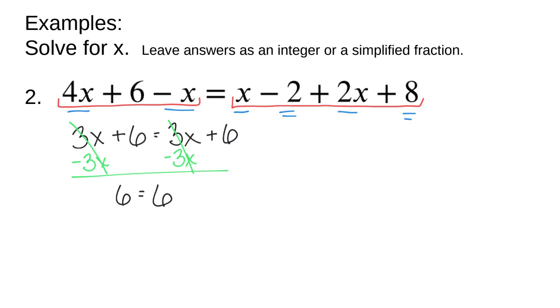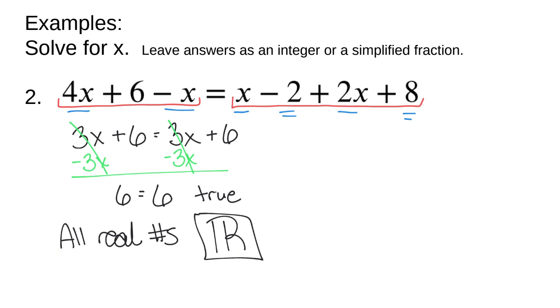When that happens and you get a true statement here, that means any real number will work in the spot of x. So our answer is all real numbers. There's a fancy symbol that you can use for that. It's this fancy R. That stands for all real numbers. When we say that, it means whatever you put in here for x, you can put any number you want in here. As long as you put the same number in each of those x's, this thing is going to work.